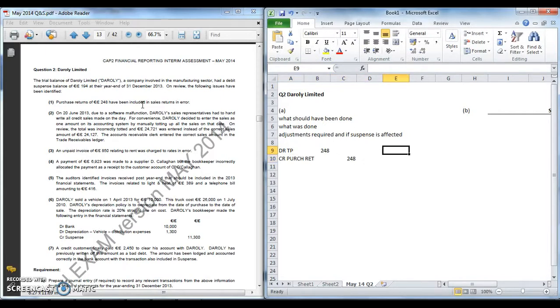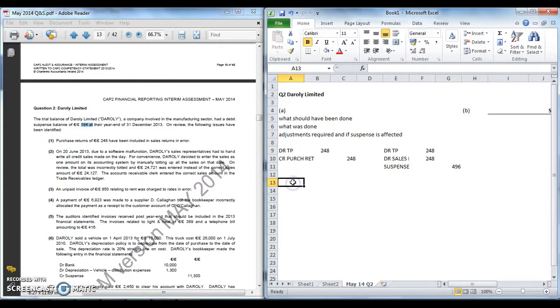If you compare what they actually did, well, you're told they included in sales return in error. So they did the debit trade payables okay, and what they did was they debited sales return of 248. Therefore, they must have put the balancing item, again, you always have to check, have they done the suspense? They must have put the balancing item as suspense of the two added together. So, suspense of 496.